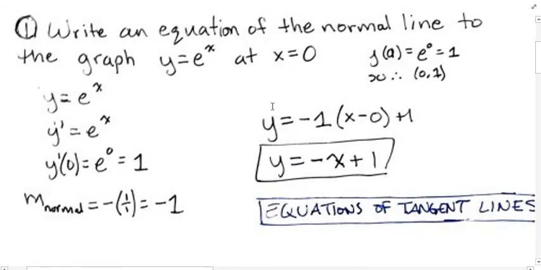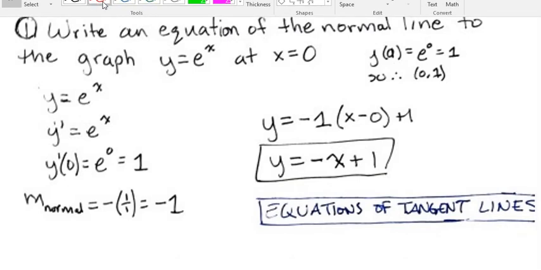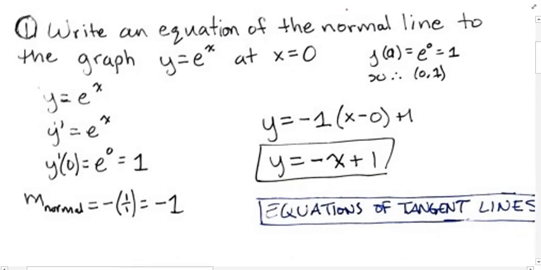Alright, here we go. We're asked to write the equation of a normal line to the graph of y equals e to the x at x equals 0. Before we get started, we should keep in mind that normal, for our intents and purposes, means perpendicular. So we're asked to find the equation of the perpendicular line. When you want to find the slope for a perpendicular line, you have to take the reciprocal.